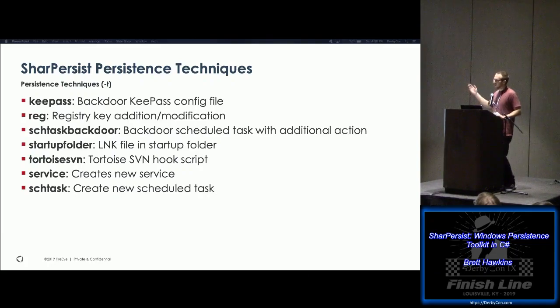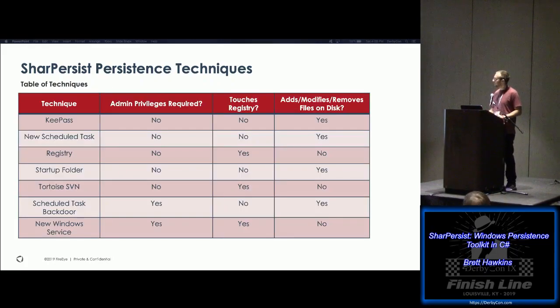Again, it's all on the GitHub, right? So KeePass, Reg, Task Backdoor, Startup Folder, Tortoise SVN, Service, and Task. And of all the techniques that are available in the initial release, only 2 of them actually require admin privileges. The Schedule Task Backdoor and the New Windows Service both require admin privileges. The other techniques do not. Although, for example with the Windows Registry, there's a few keys where you need admin privileges, but to just use the technique, you don't need admin privileges.